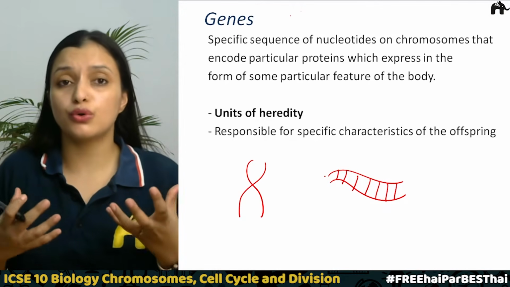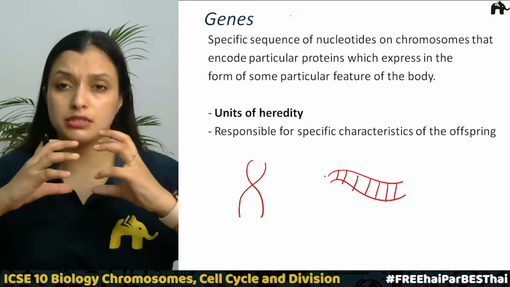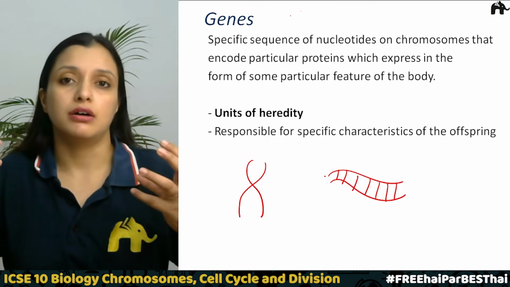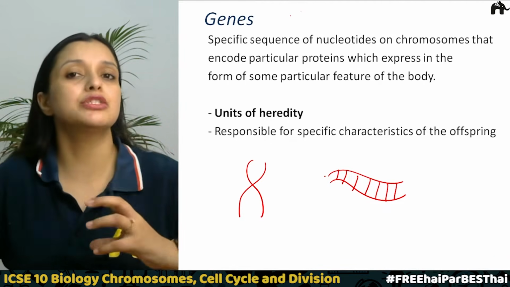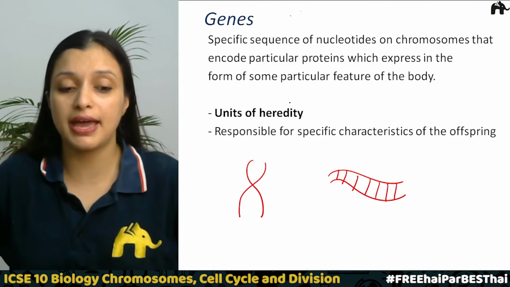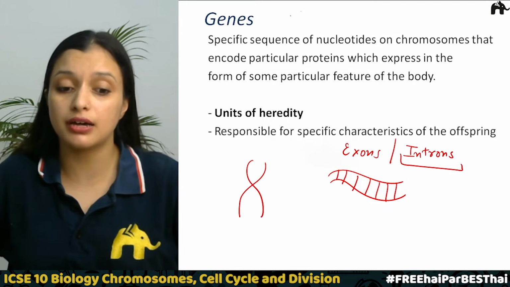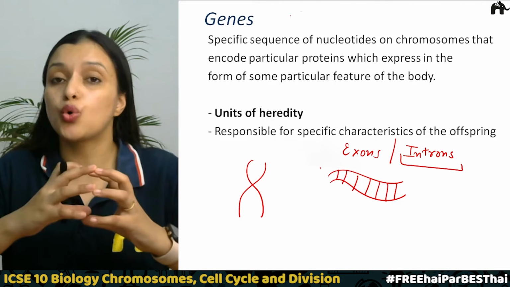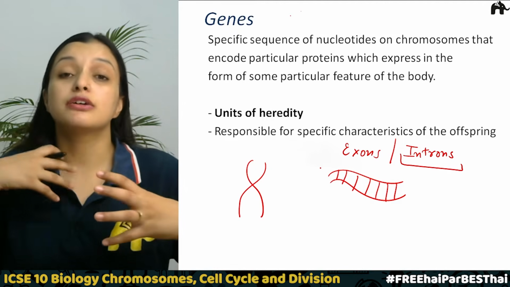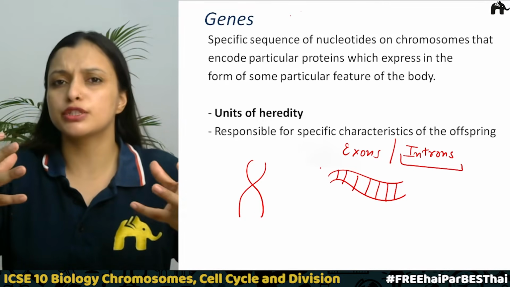As you go to your higher classes, you will understand that the whole stretch of DNA is not useful, or does not code, but there are certain segments of DNA that code, and we call them exons, right? And the others are called introns. So these are the specific sequences of nucleotides which encode for a particular protein and which express in the form of some particular features in the body, right?